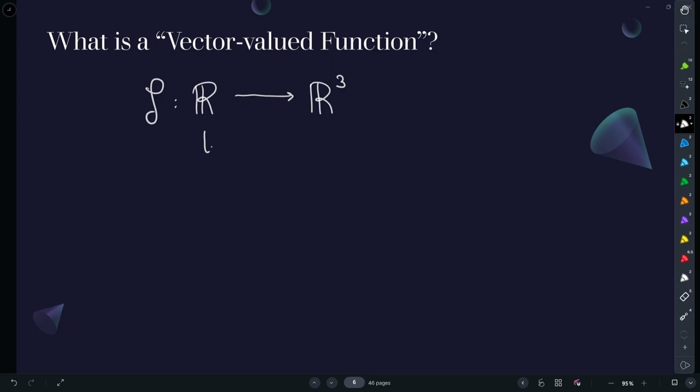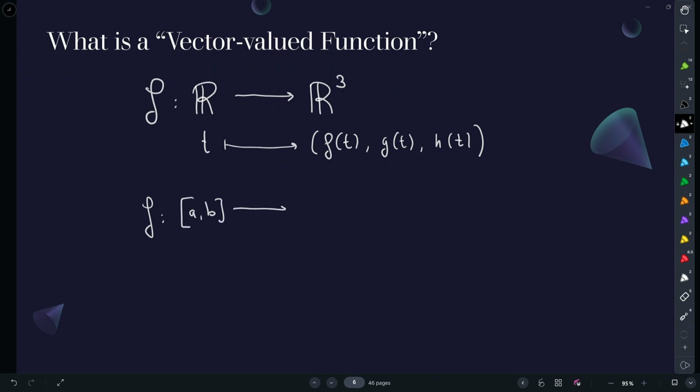So a parameter t is going to give me something like f of t, g of t, h of t, and each one of those is a component of the vector. Alternatively, you don't have to do all of the real numbers. Sometimes we're just parameterizing a segment of a curve. So it may be from an interval to R3 instead of just all of the real numbers.